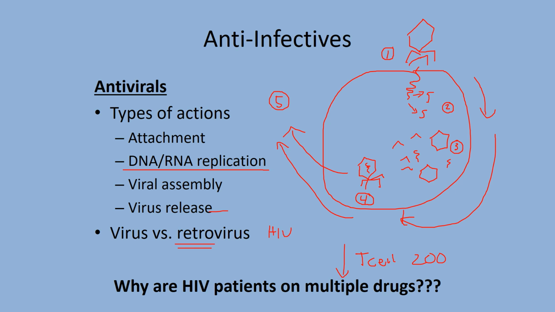Why are HIV patients on multiple drugs? Well, we're trying to block either DNA replication, assembly, or release. However, since viruses mutate so quickly, it's really hard for us to stay one step ahead. So you'll get a combination, and then next month they'll mix up the cocktail.